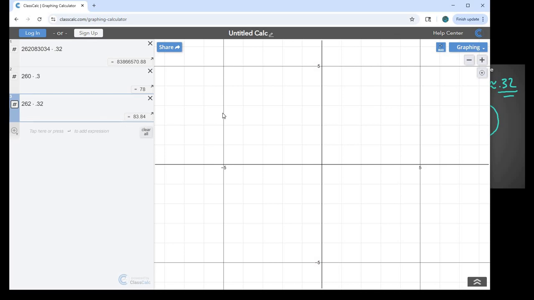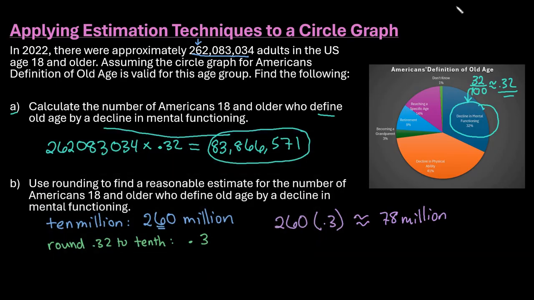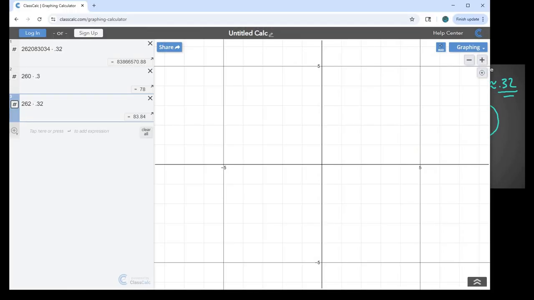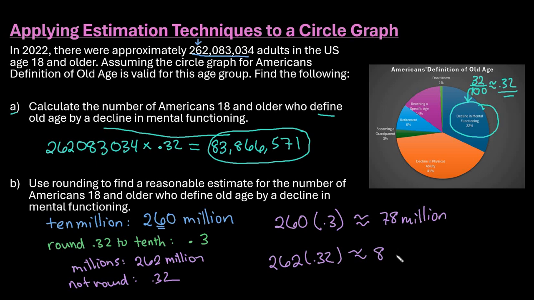And so you'll see that if we instead had rounded to 262 and we didn't round our percent of 0.32, we get 83.84. So let me just write that down, that if we would have decided to round to the millions instead, and not round the percent, we can see that we get approximately 83.84 million, and 83.84 million is much closer to the actual calculations that we did.